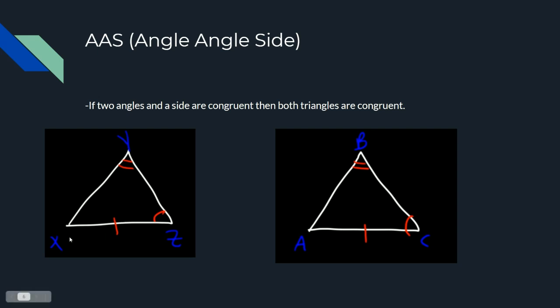And lastly, we notice that side XZ and side AC are congruent based on the dash. So we have angle, angle, side, and both these triangles fall under the rule angle, angle, side. So we write out triangle XYZ is congruent to triangle ABC.